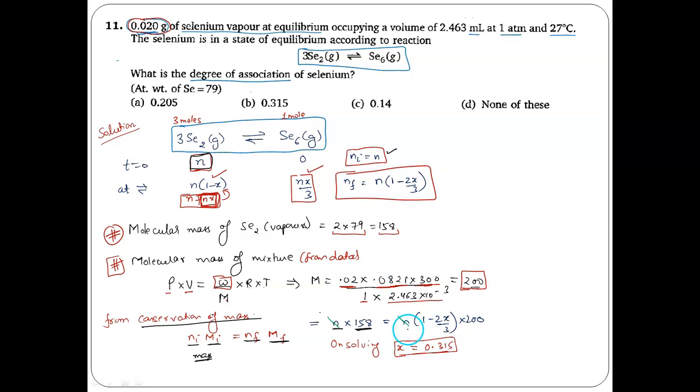At equilibrium, you can see that on dissociation the number of moles increases, on association the number of moles decreases, right? So n in bracket (1 minus 2x upon 3) into the molecular weight of the mixture, which we have found out to be 200. On solving, we get x is equal to 0.315. So we can say from here that for this question, the answer should be B.